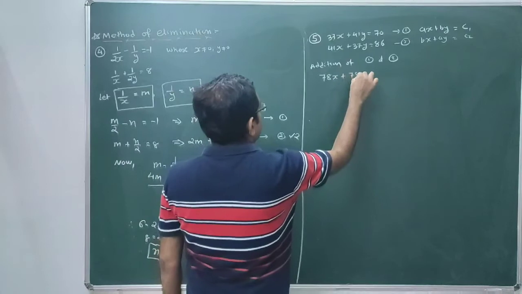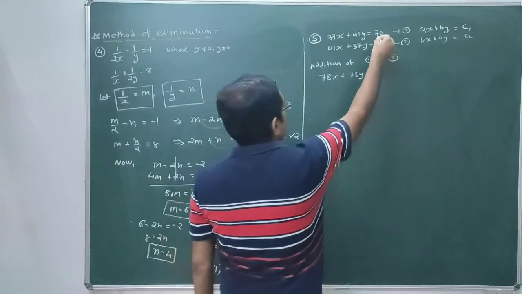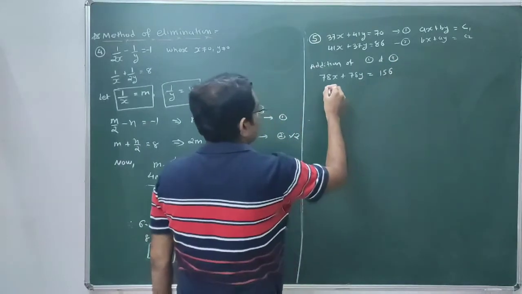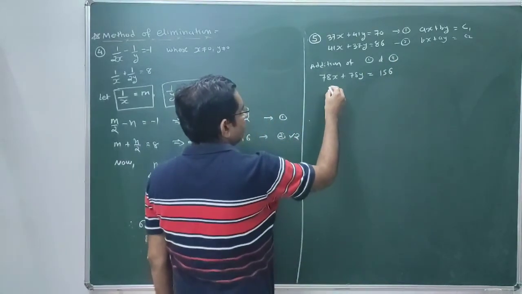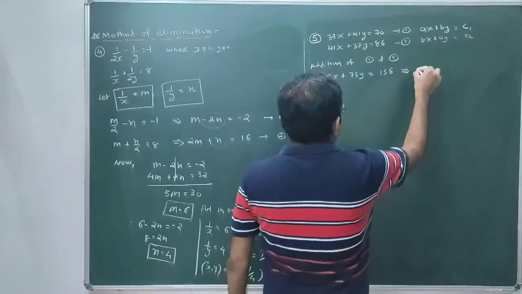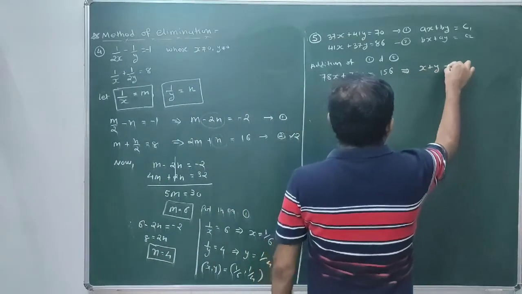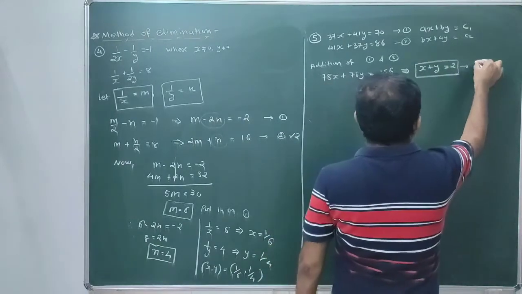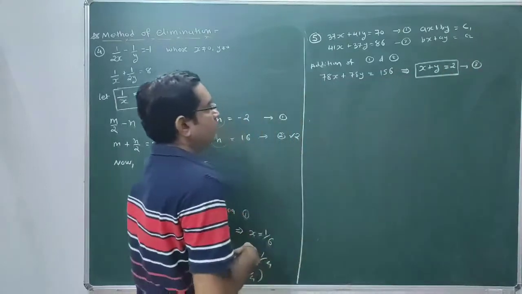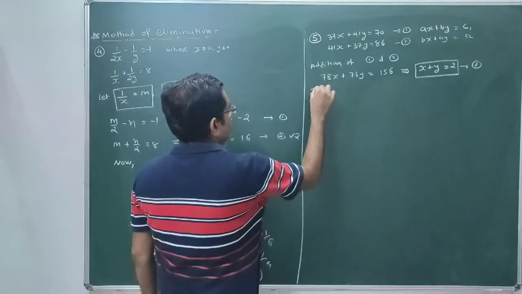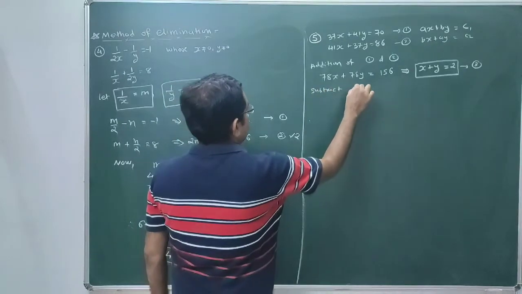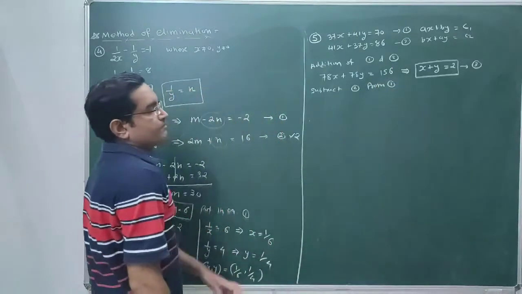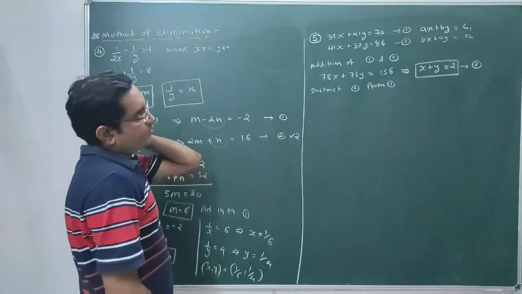So it's 78x plus 78y and this is equal to 156. Divide this equation with 78. So we are getting this one as x plus y equal to 2. Say this one is equation number 3. Done? Now subtraction. So subtract result 2 from result 1. Equation 2 को equation 1 में से subtract करो.